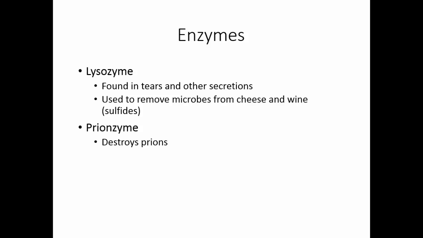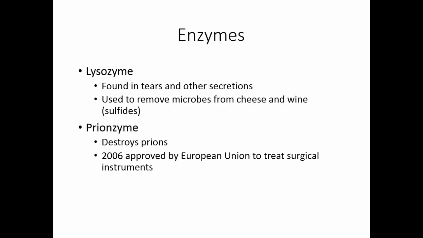Preenzyme is a new enzyme that destroys prions. In 2006, it was approved by the European Union to treat surgical instruments that had been used in brain surgeries where people had prion-type diseases. This means that it's been approved for use in Europe, but it's not been approved by the FDA, so it's not in use in this country. This is the first certified non-caustic chemical that can treat prions.